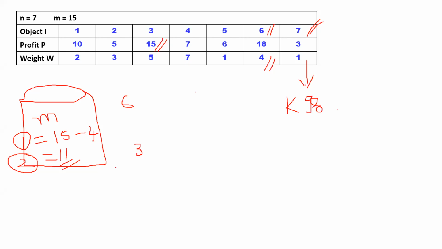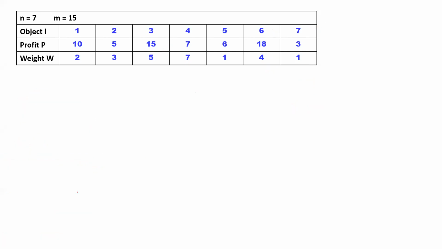Now, the next solution I may come up with: instead of choosing the object with the highest profit at each stage, I can choose the item with the least weight. That is also possible.